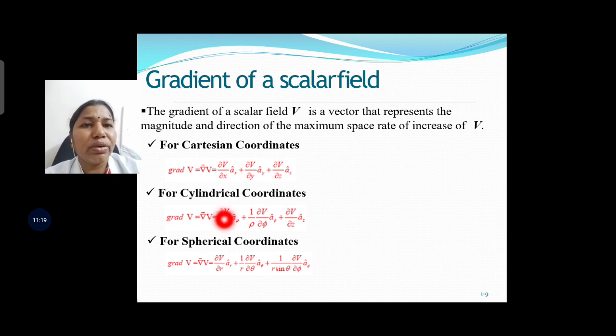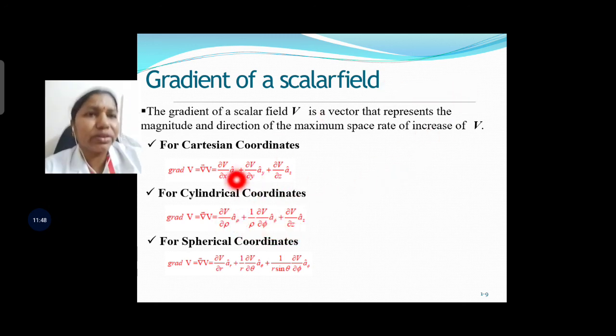For spherical coordinate system, gradient v is equal to del v: dou v by dou r a r plus 1 by r dou v by dou theta a theta plus 1 by r sin theta dou v by dou phi a phi. So here we are using x y z coordinates. Here rho phi z coordinates and r theta phi coordinates for spherical coordinate system. So here we have to take 1 by r, 1 by r sin theta, here 1 by rho. That's all about gradient of scalar field.